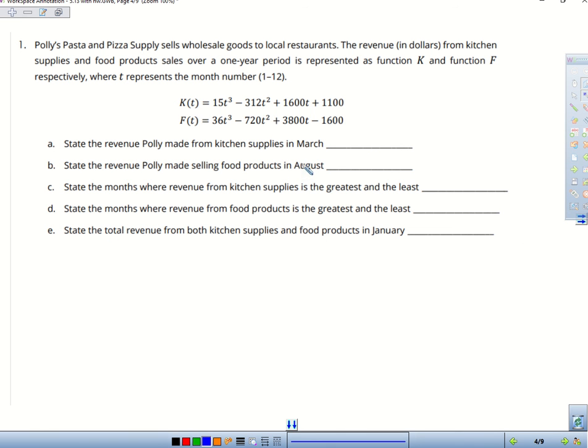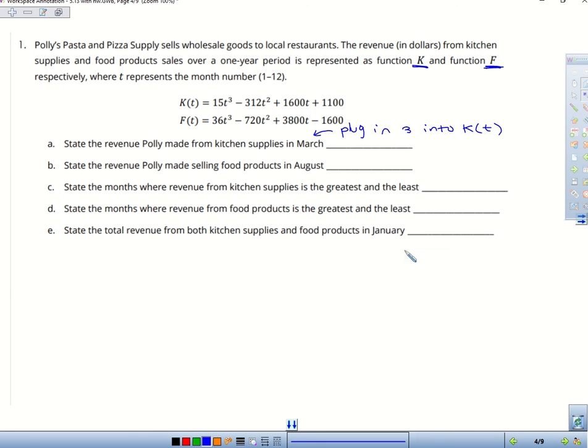So basically what you're going to be doing here is, this represents kitchen supplies and this represents food products. So if you want to do March, you're going to plug in what value for T here? Good. So you'd be plugging in 3 into K of T, right? Now you're going to notice that this problem's going to get old really fast with all that plugging in.